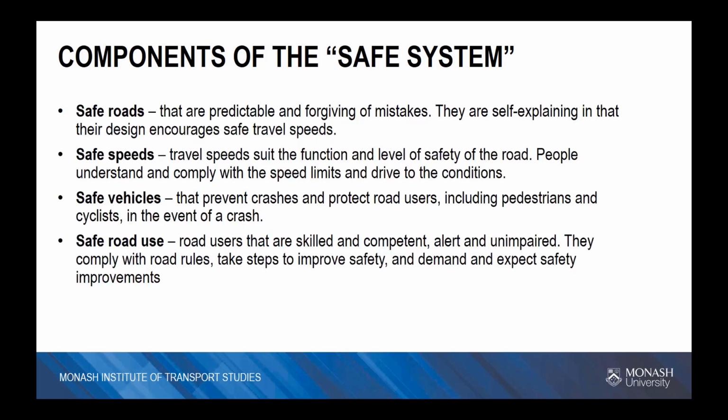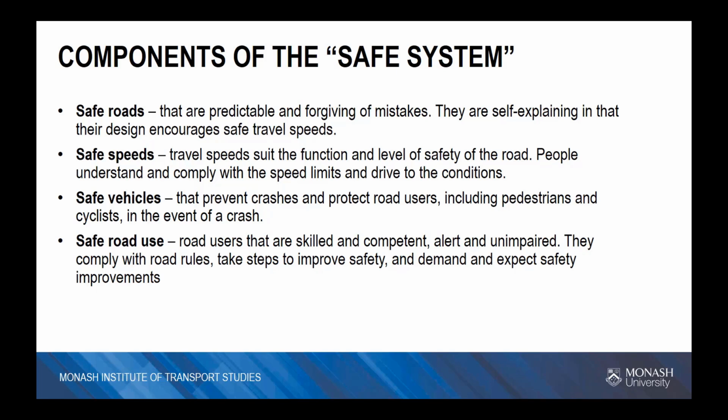So looking at those four key components in more detail, for safe roads, we need to make sure that these are predictable and forgiving of mistakes. They're self-explaining in that their design encourages safe travel speeds. For safe speeds, we want to encourage travel speeds that suit the function and level of safety of the road. And we want to make sure that people understand and comply with the speed limits and drive to the conditions.